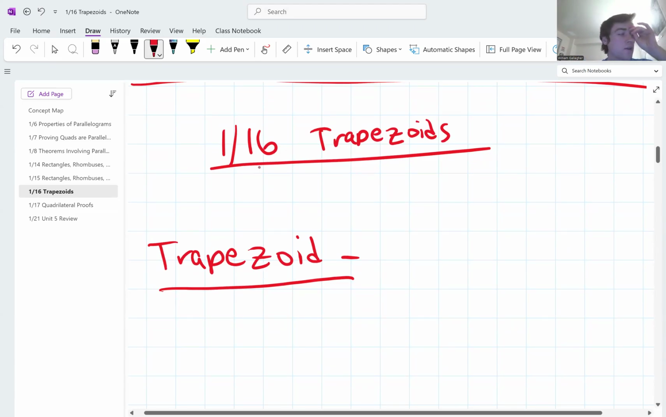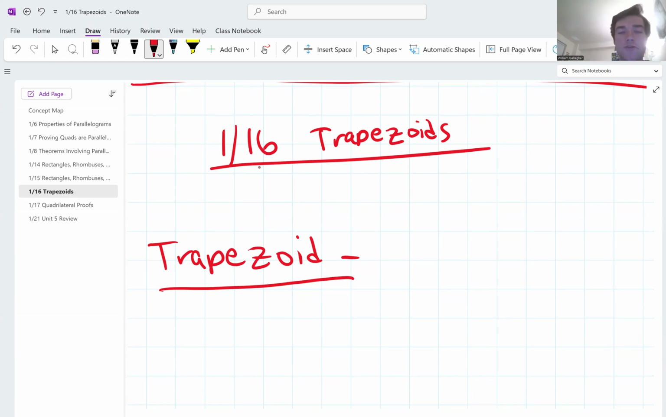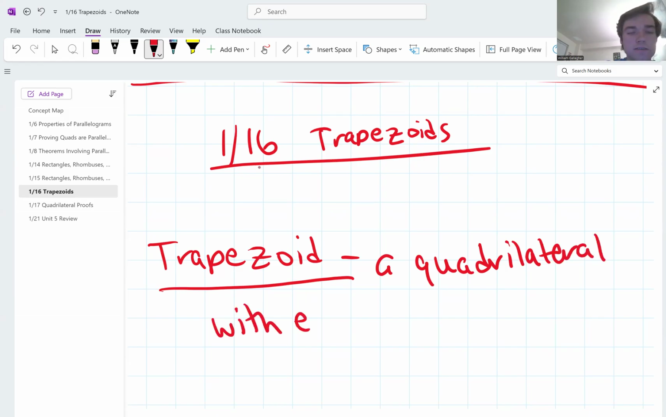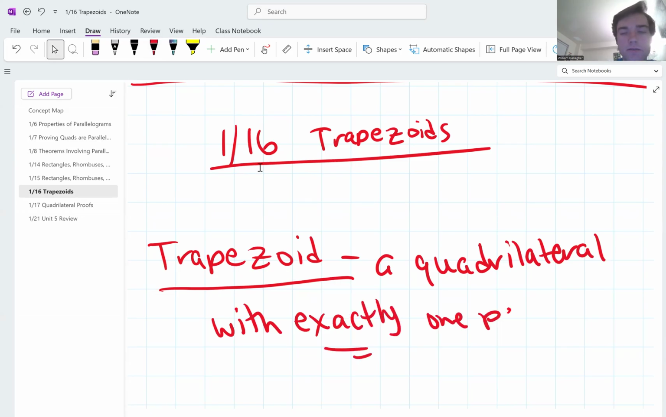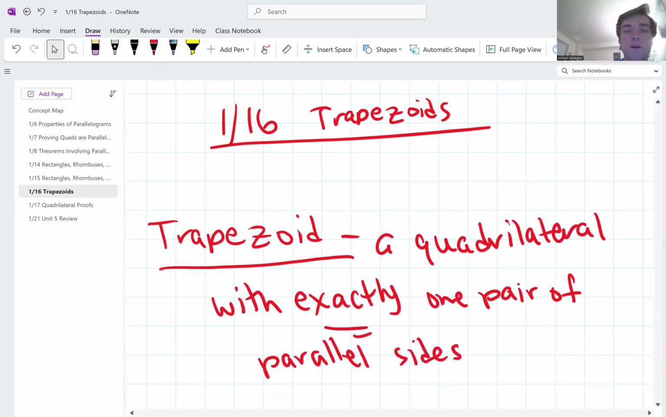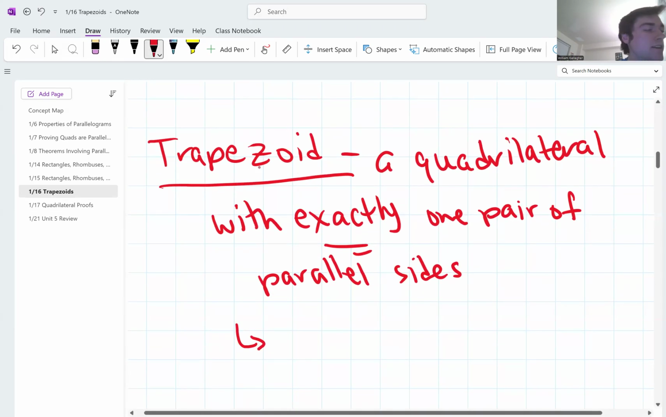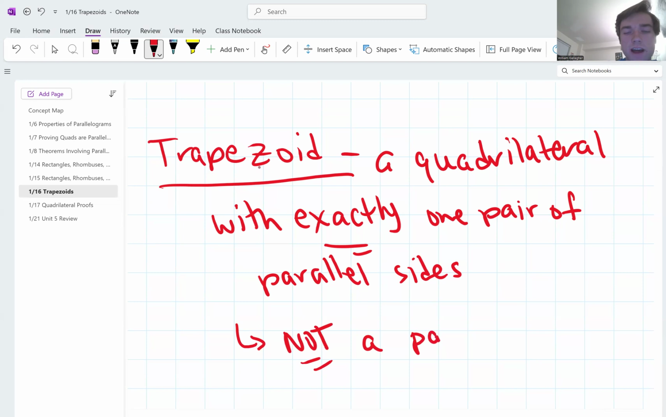And here we go. So as some of you, I think, already figured out, a trapezoid is a quadrilateral with exactly, it's going to be a key word here, one pair of parallel sides. All right. And so if we think about this, there's only one pair of parallel sides. And so this is not a parallelogram, right? This is not a parallelogram, right? A parallelogram would need to have both pairs of parallel sides.